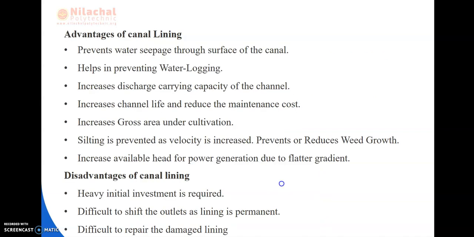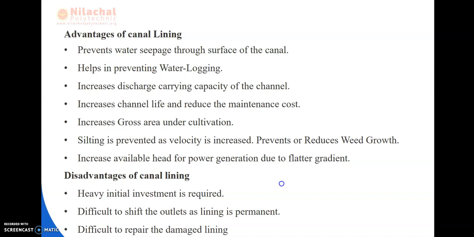Next, that is advantages and disadvantages of canal lining. So it prevents the water seepage through the surface of the canal. It helps in preventing the waterlogging. It increases the discharge capacity of the channel, increases the channel life and reduces the maintenance cost, increases the gross area under cultivation. Silting is prevented as velocity is increased, and the available head for the power generation increases due to the flatter gradient. This is about advantages of the canal lining.